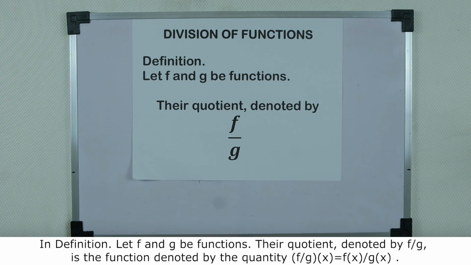In definition, let f and g be functions. Their quotient, denoted by f over g, is the function denoted by the quantity of f over g of x, which is equal to f of x over g of x.